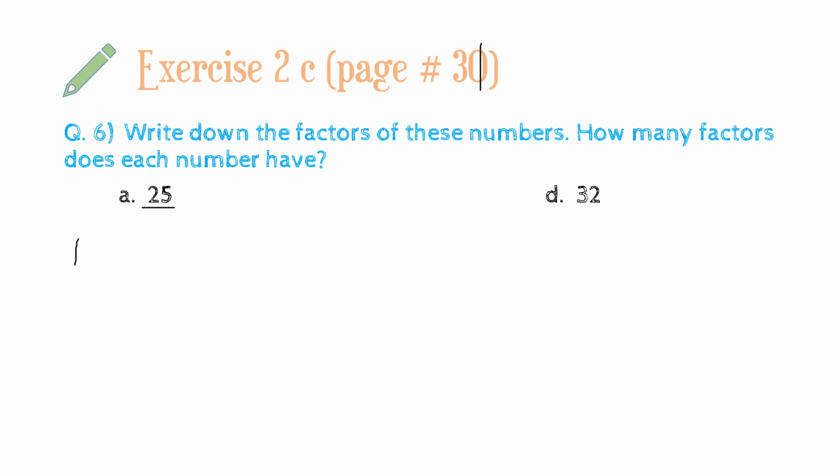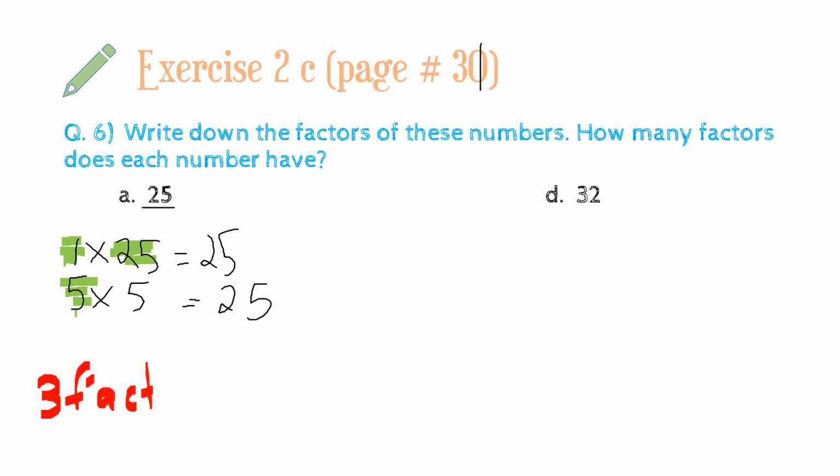Start from 1. 1 twenty-fives are 25. Then 2. No, 2 cannot divide. 3. No. 4. No. 5. 5 fives are 25. So these are the only two pairs because there is not any other pair that gives us 25. So how many factors does 25 have? 1, 25 and 5. So 25 has only 3 factors.